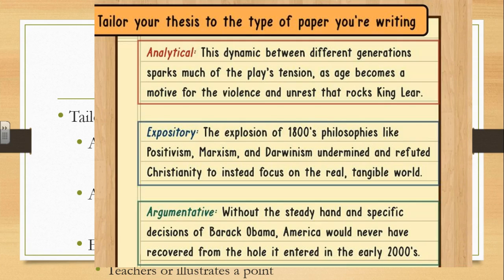And then argumentative: without the steady hand and specific decisions of Barack Obama, America would never have recovered from the hole it entered in the early 2000s. That one right there is trying to prove a point, okay? It's argumentative. You might disagree with that, but this author in this essay should be, based off of this thesis, explaining why the steady hand of Barack Obama allowed America to recover from the economic hole from the early 2000s.